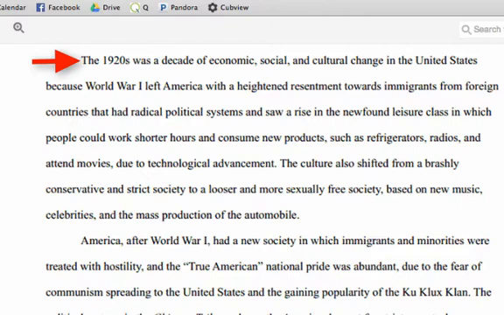You don't want to just repeat the terms that are in the question, like economic, social, and cultural. Those are way too broad of terms to use. However, this particular student goes on to modify what those terms are, which is why this is a really good thesis. Here's what he says. He says that these types of changes heightened resentment towards immigrants from foreign countries that had radical political systems. Note that this is not a factual statement, but it's a much more specific statement that helps to modify the major social and cultural changes that took place.